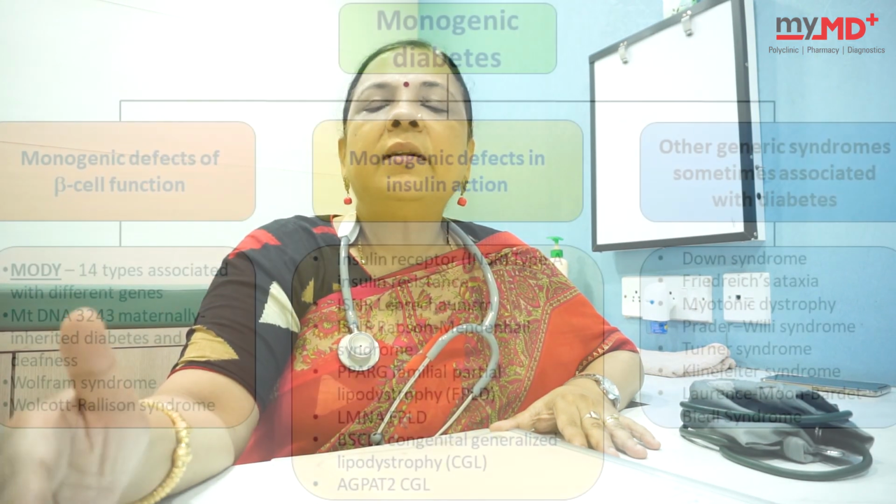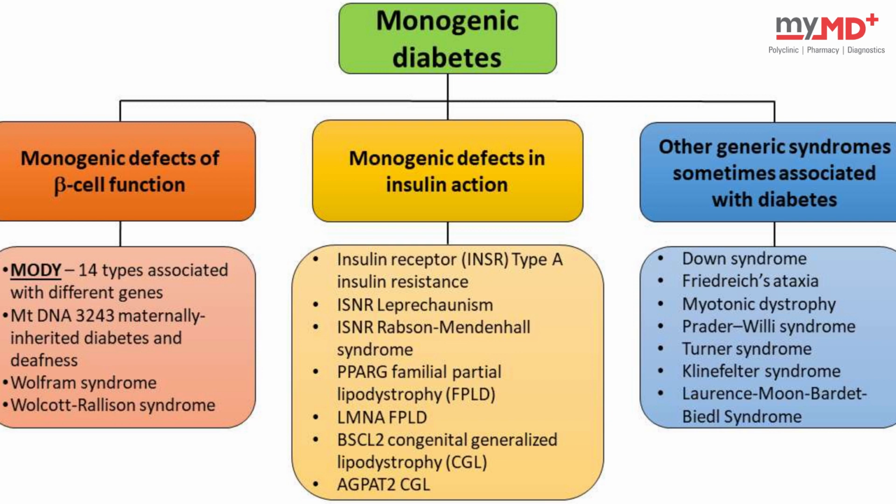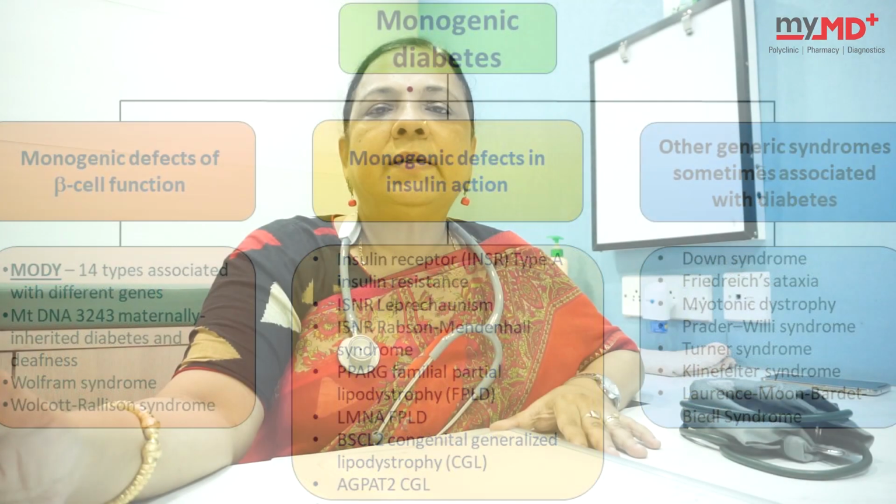There is another important variety, MODY, maturity onset diabetes in the young, which is a genetic monogenic diabetes. Apart from that, there are secondary causes of diabetes due to other hormonal disturbances in the thyroid, the adrenal gland, the pituitary gland. And another which is very common in our country is pancreatogenic diabetes. These are the variants of diabetes.